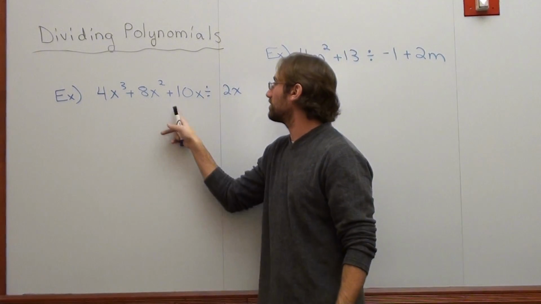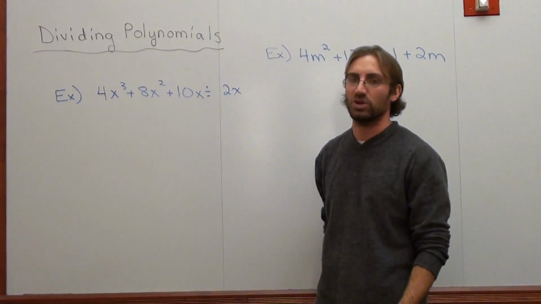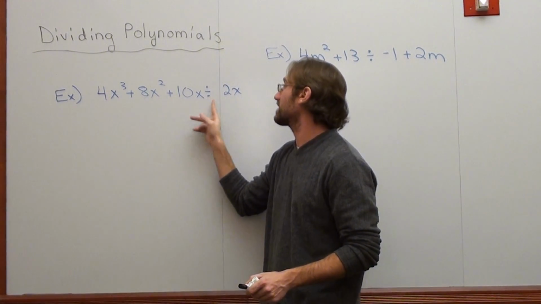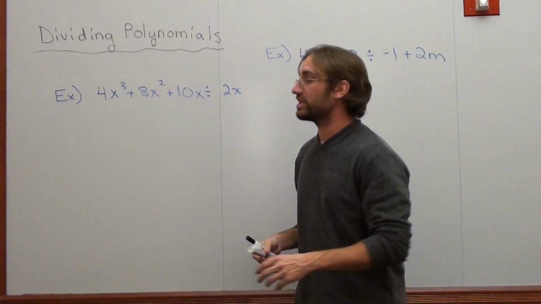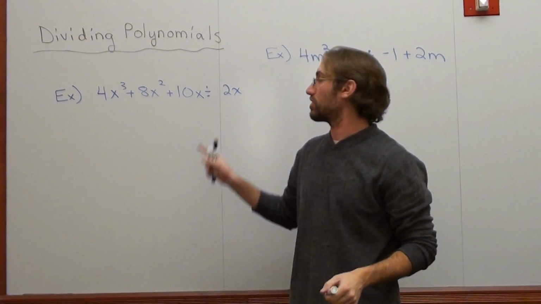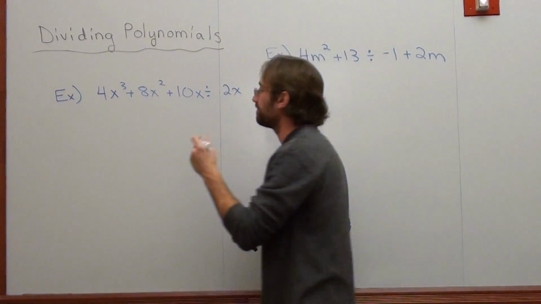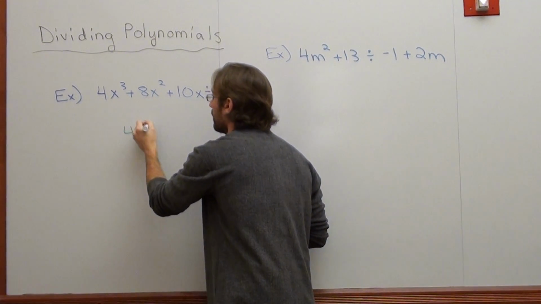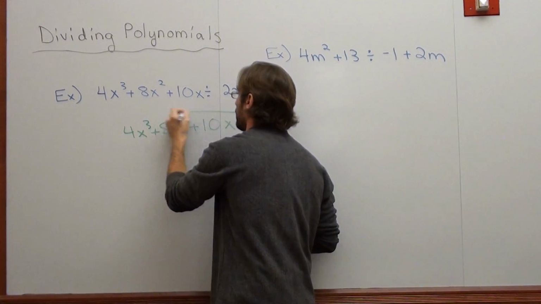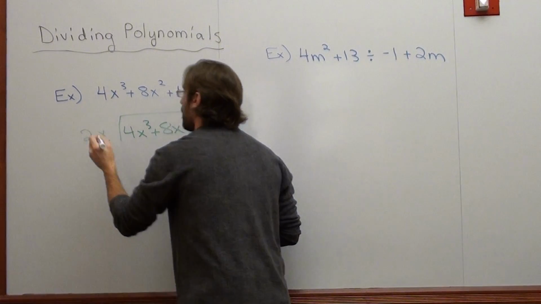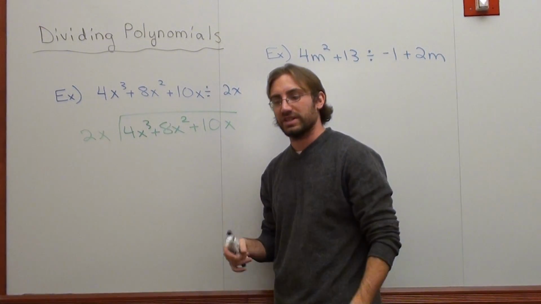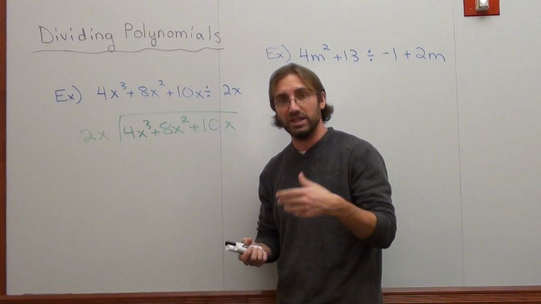Anyways, so I've got this expression, or this polynomial, divided by another polynomial, a monomial to be more specific, and it reads 4x cubed plus 8x squared plus 10x divided by 2x. Well, what I want to do is take the first expression and put it on the inside, and I divide it by the outside expression, which is 2x. So here we go. All divided by 2x.